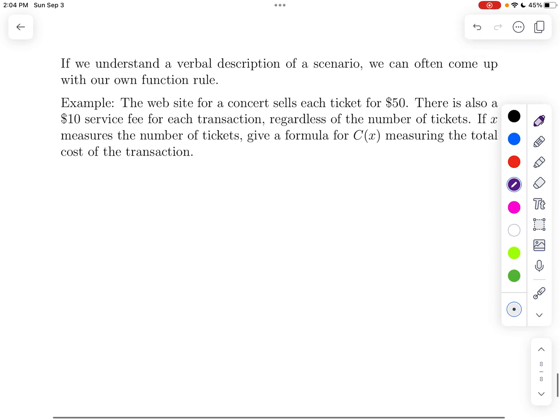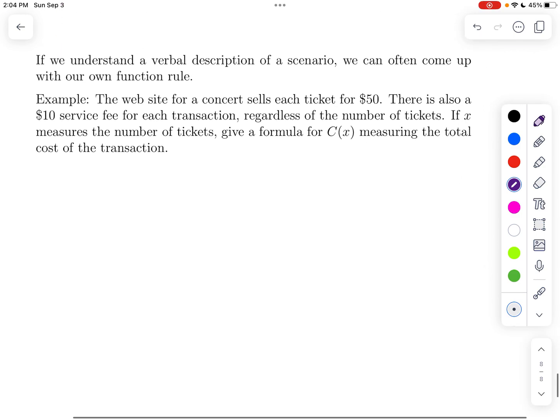And then one last little thing, just an application. If we understand a verbal description of something, we can usually come up with our own function rule using function notation. So here's an example. A website for a concert sells each ticket for $50, and there is also a $10 service fee for each transaction, regardless of the number of tickets. If x measures the number of tickets, we want to give a formula, C of x, measuring the total cost of the transaction.